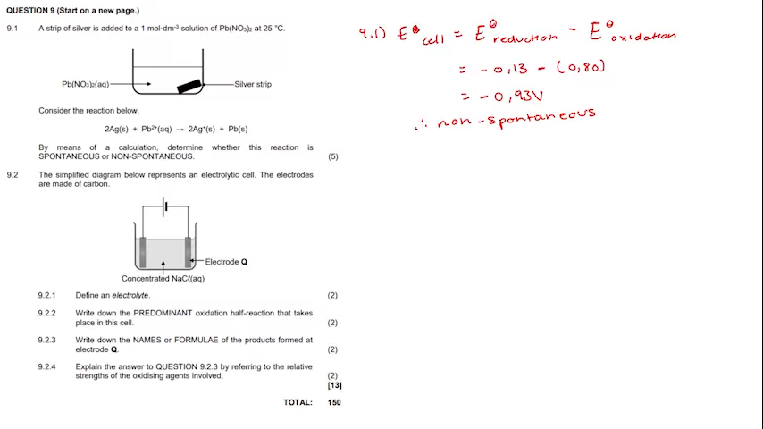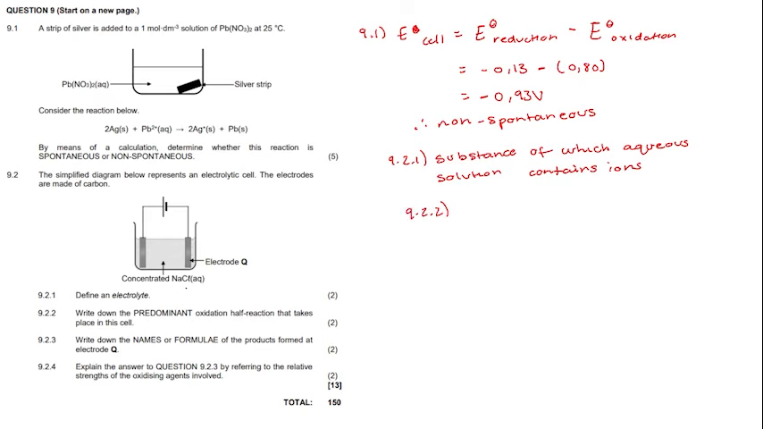Question 9.2. The simplified diagram below represents an electrolytic cell. The electrodes are made of carbon. Question 9.2.1. Define an electrolyte. An electrolyte is a substance of which the aqueous solution contains ions. Question 9.2.2. Write down the predominant oxidation half reaction that takes place in the cell.